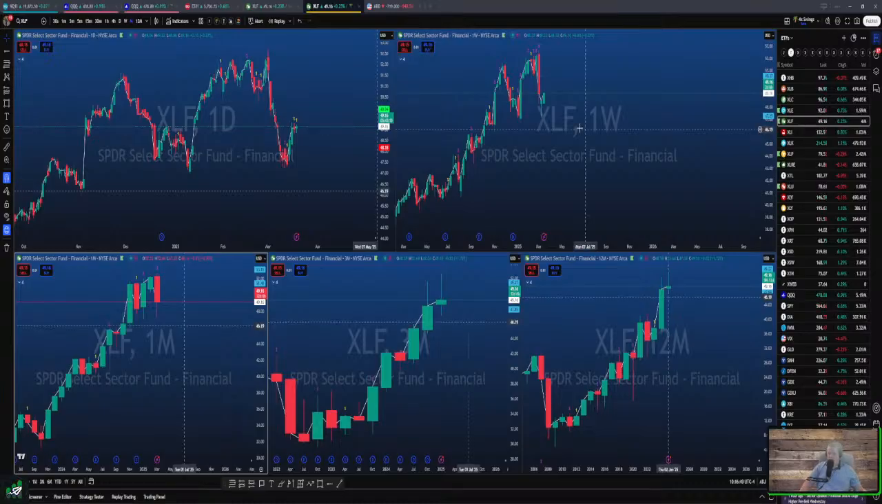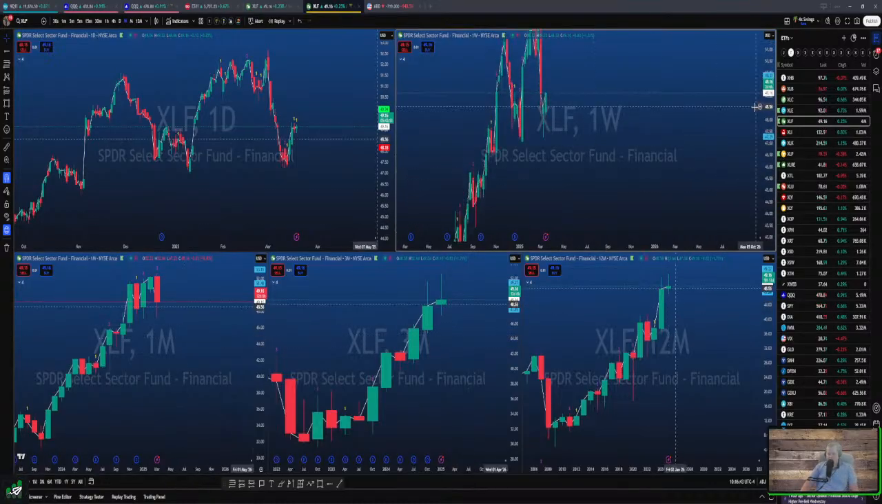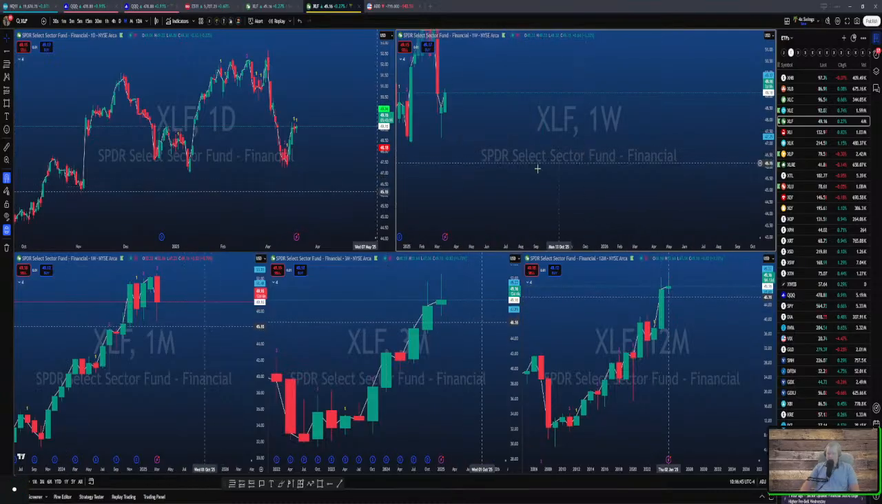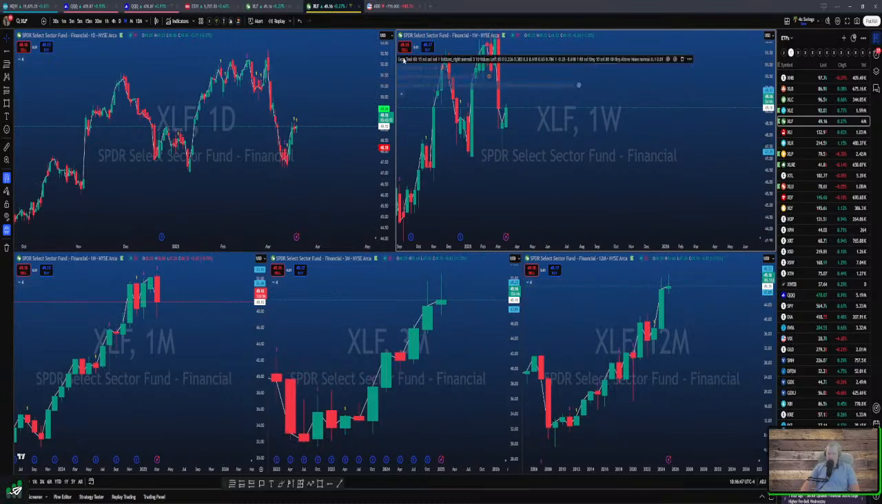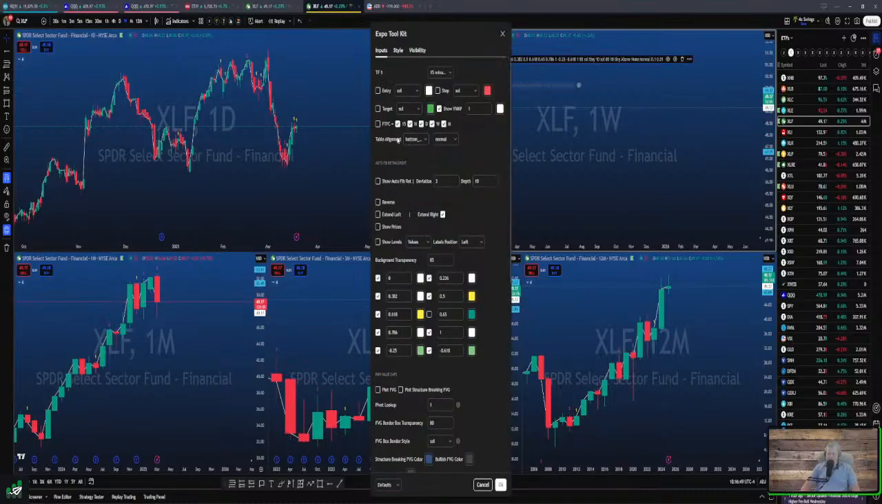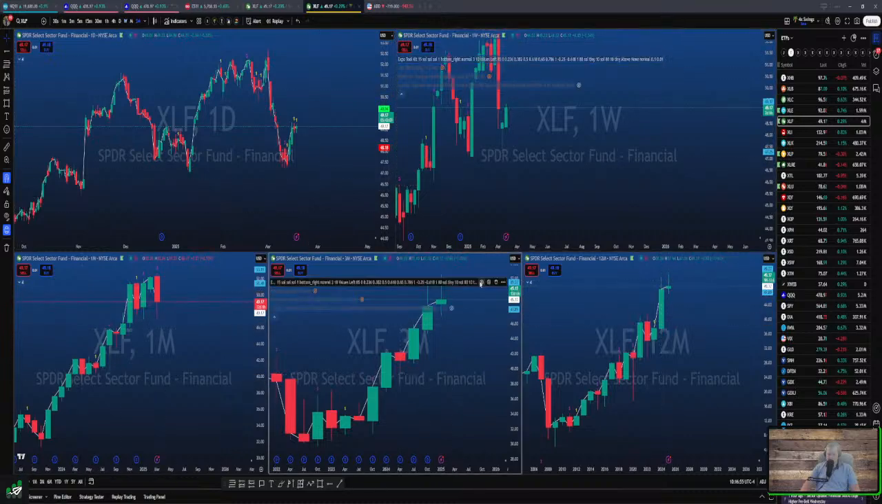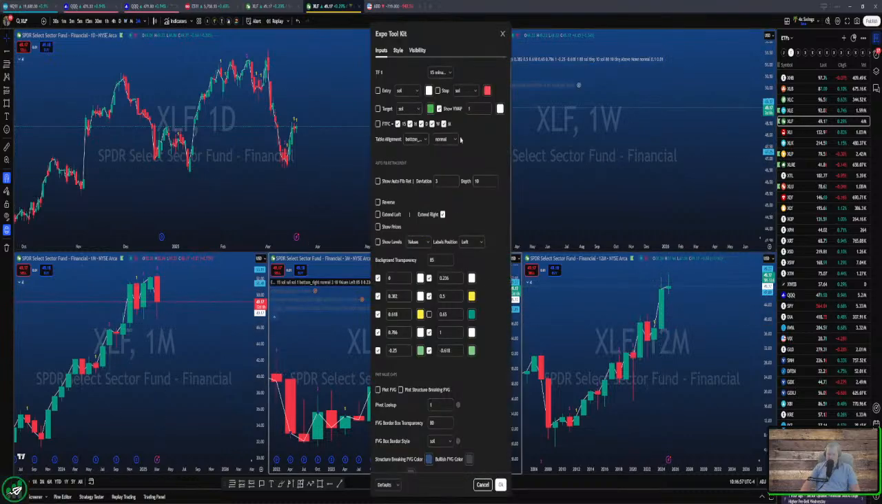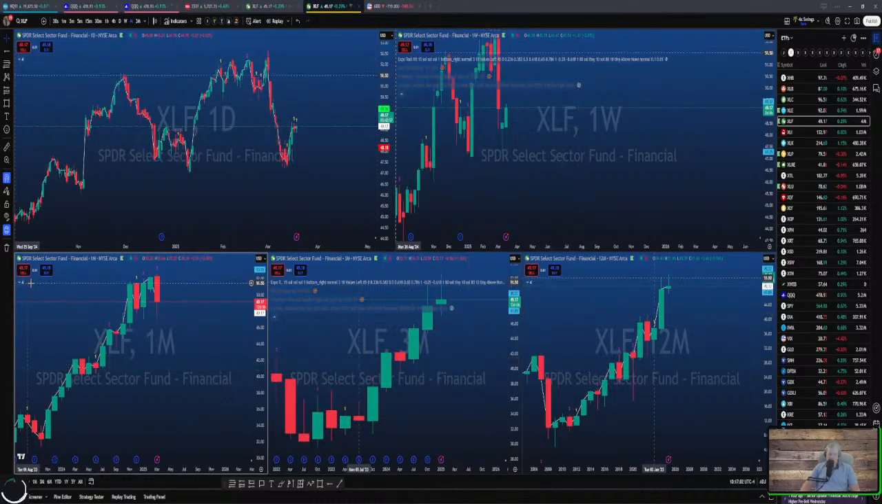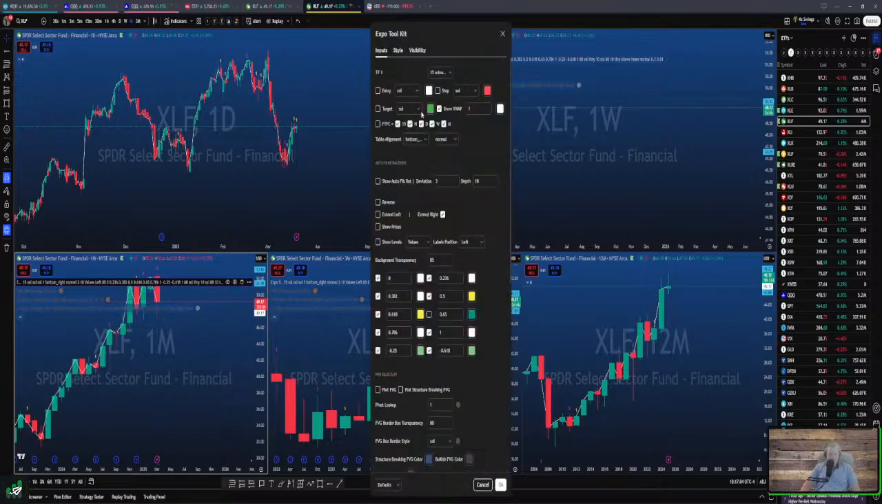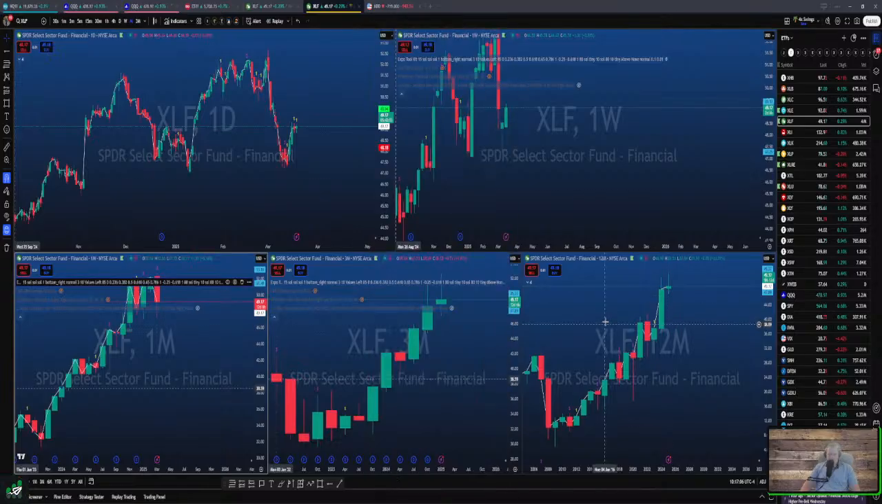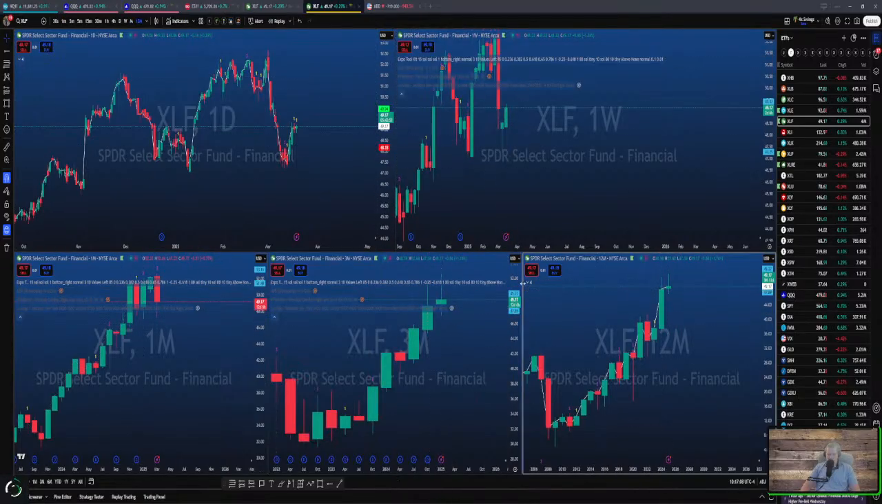Okay, onward. XLF. That's why I'm in Bank of America. Actually, what I want to do, number one, is get rid of VWAP here. I don't know why that's on. Show VWAP. Get out of here. I do not care about my monthly VWAP. Or my yearly VWAP.